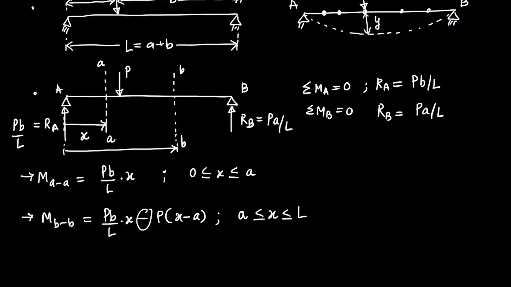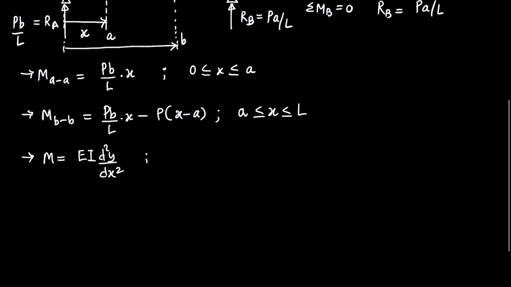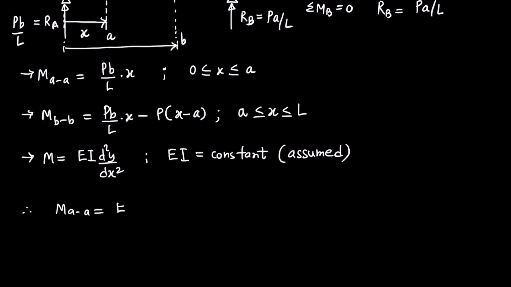Now why the negative sign? Because the load P creates an anti-clockwise moment about the section BB. Now we know that a moment M is equal to EI d2y by dx2. So let us assume EI is constant. So therefore I can say M_AA is equal to EI d2y by dx2, which will be equal to PBx by L.